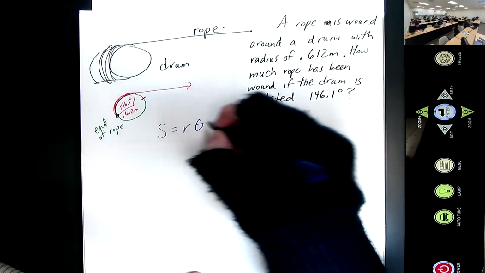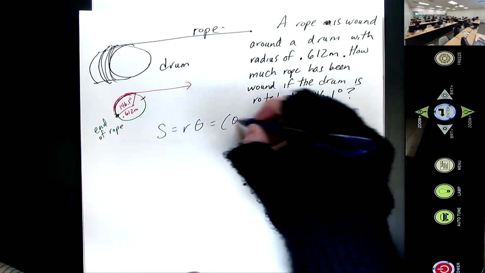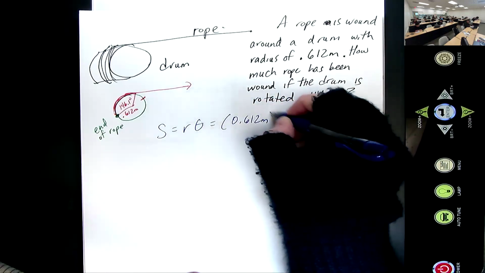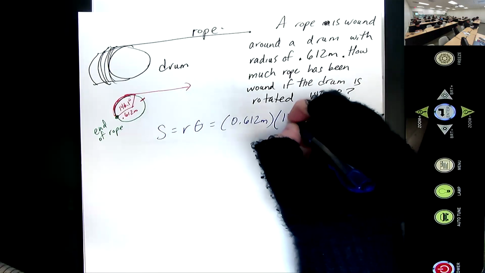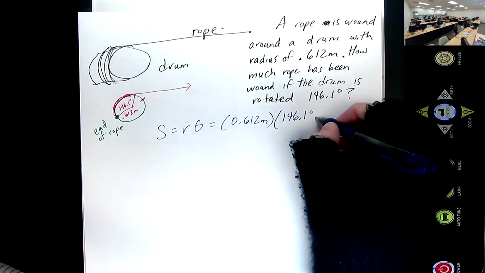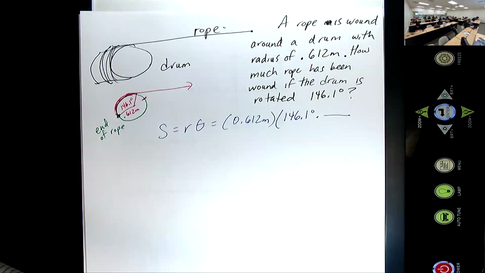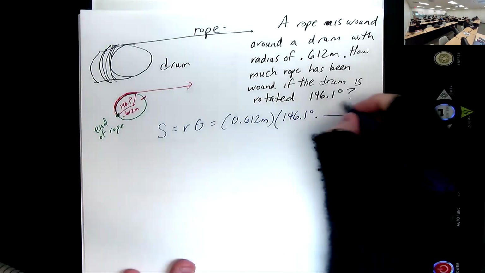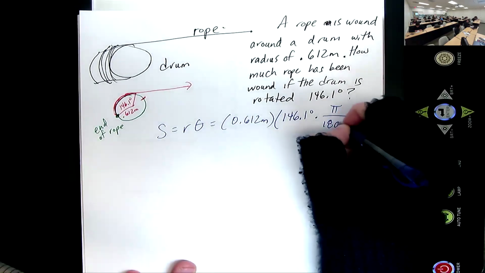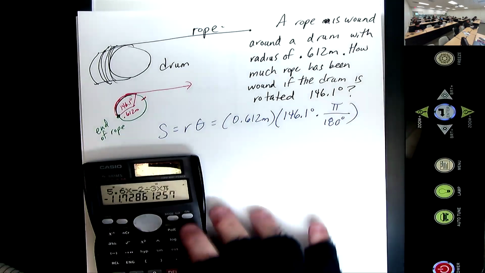We're doing R theta. We got 0.612 meters. We've got 146.1 degrees. And am I doing pi over 180 or 180 over pi? Pi over 180. And plug and chug.